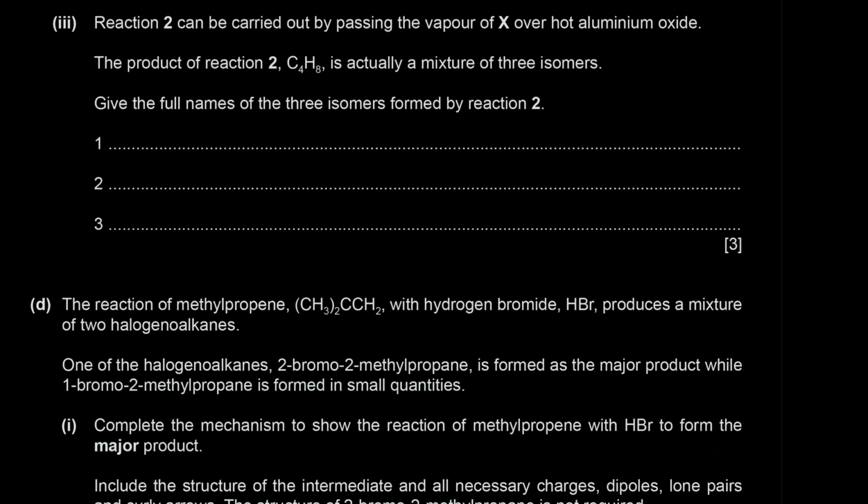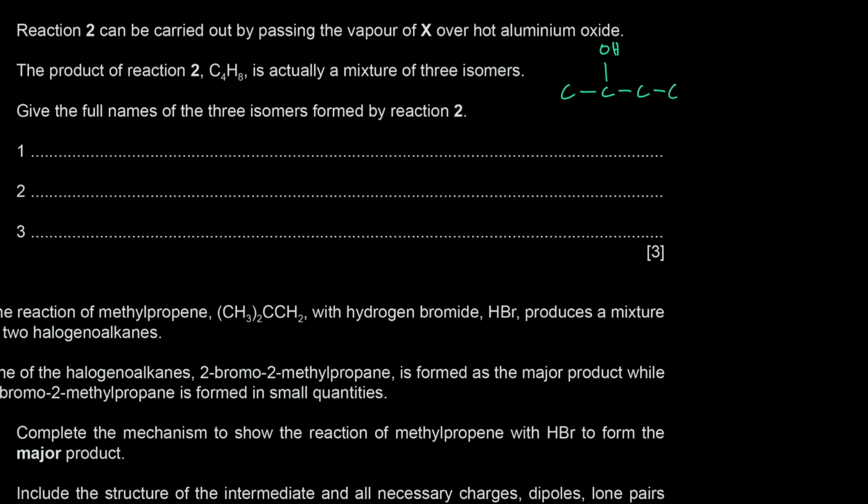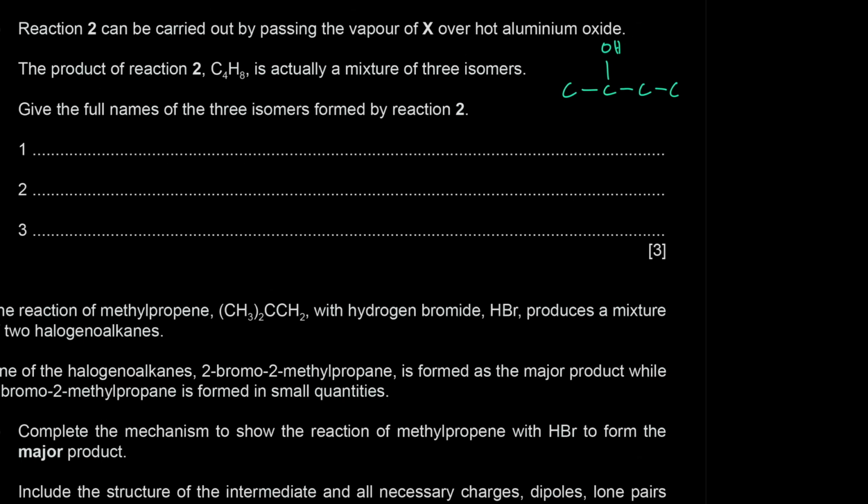Reaction 2 can be carried out by passing the vapor of X over hot aluminum oxide. The product of reaction 2, C4H8, is actually a mixture of three isomers. Give the full names of the three isomers formed by reaction 2. So they're saying that if I take this compound over here and react it with aluminum oxide, I produce three different products.